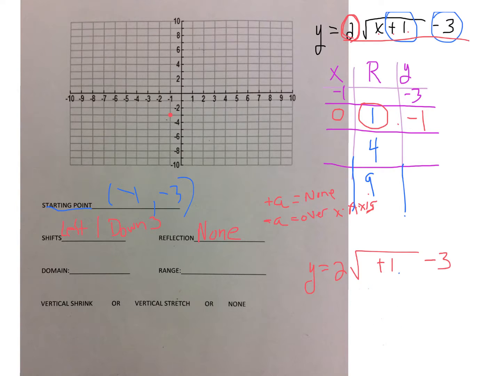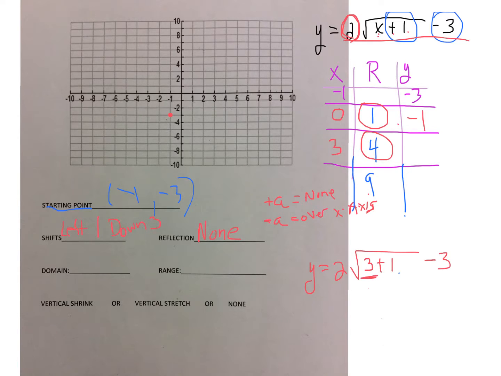Now, our next step is we are going to now try to think of a number. So, we want 4 under the radical. So, what plus 1 will give me 4? Well, the answer is 3. Okay, so that's what's going to go in for x, 3.